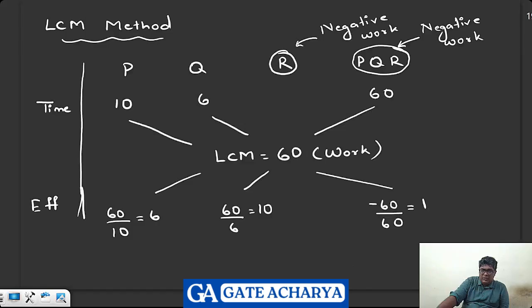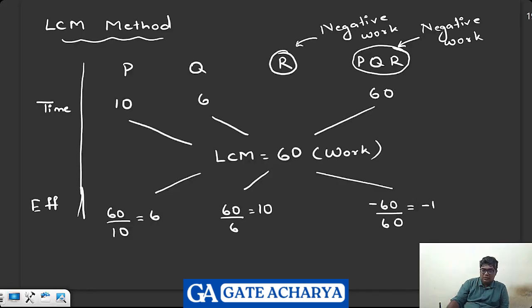Okay. In one situation only I took negative work, and that is minus 60 by 60. I made a small mistake there. It is not plus 1, it is technically minus 1. Please correct that. It's not plus 1, it is minus 1. Okay, so I hope everyone is clear. No one has any doubt.